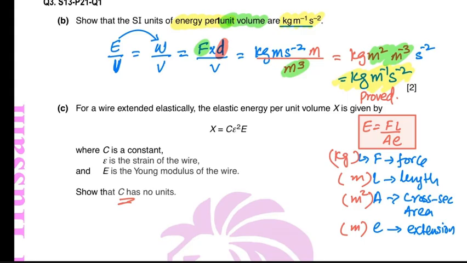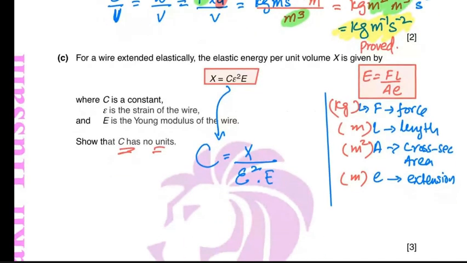In fact, you have to show that C has no units. So you will make C the subject over here. To make C the subject, it will come up as the energy per volume over strain squared into E. And what is strain? Strain is extension over original length, so it has no unit. Strain has no unit, right?